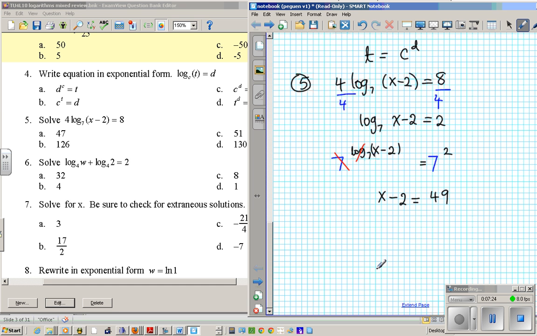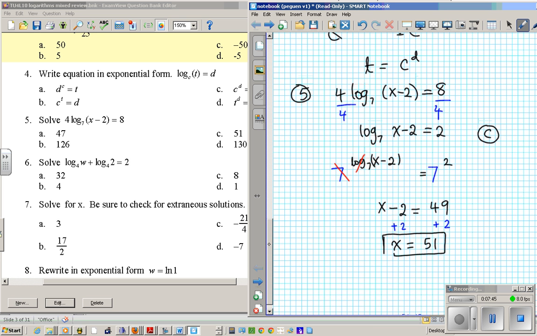Now to get x by itself, we simply add 2 to both sides. Add 2. Add 2. And our final answer, x, is going to be equal to 51. Okay? So there goes the answer. So number 5, the answer is C.